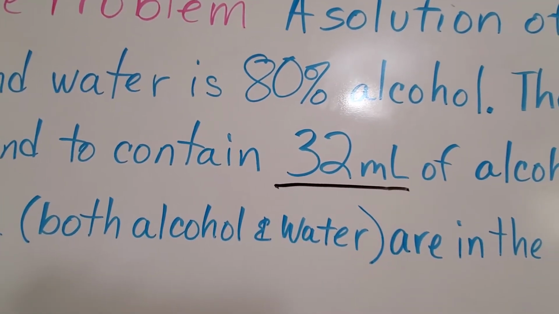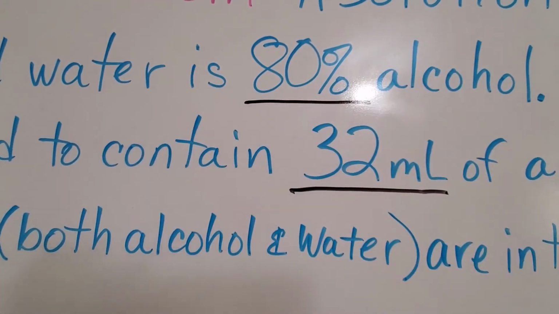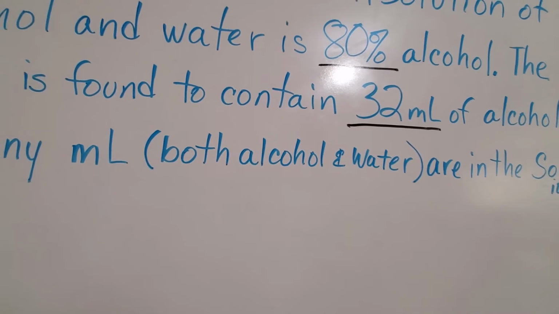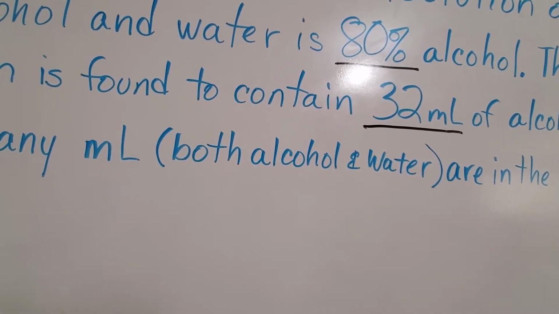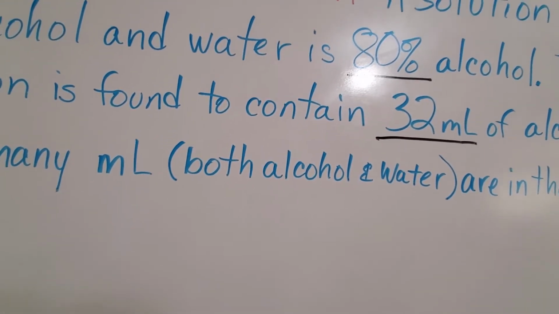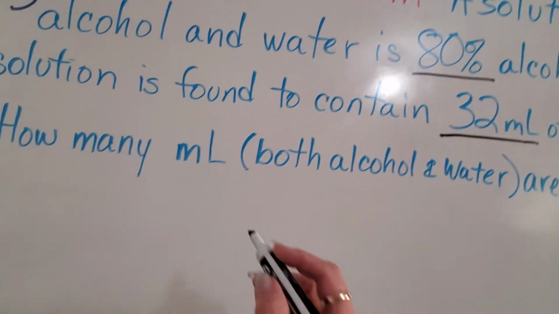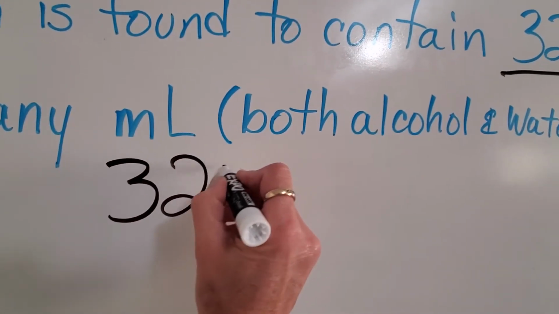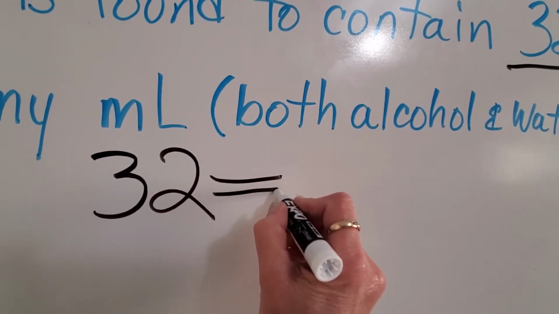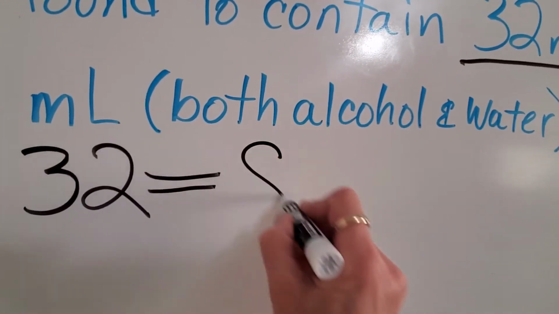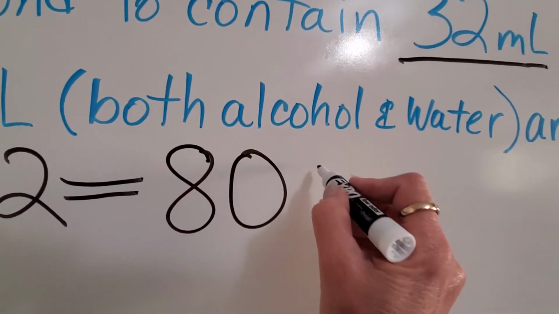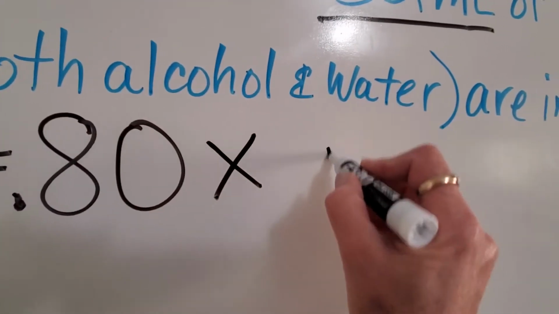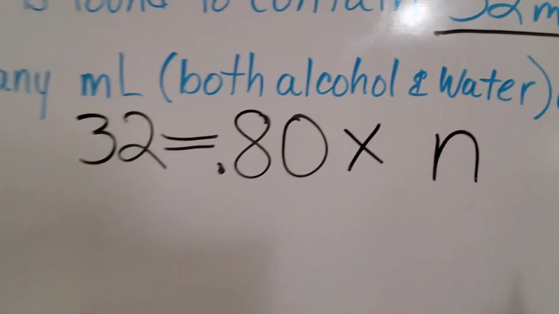And we need to know it's 80%. 32 milliliters is 80% of our unknown. So we could say, what is 80%? No, 32 is what percent? 32 is 80% of what? So let's write that. 32 is 80% of what number? What amount?